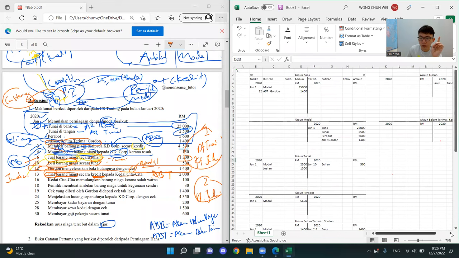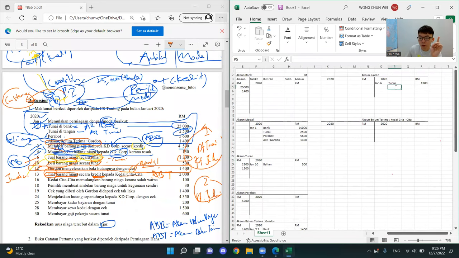Where's my account jualan? Up here, right? Okay, I credit my account jualan because barang niaga keluar. So here, duet, siapa? Kedai cita-cita. So you write, account belum terima, kedai cita-cita. How much? 2,000. Okay, so I already credited my jualan. Now I need to debit my ABT, kedai cita-cita. So in the debit side here, January, what's the day? 13. Jualan 2000.